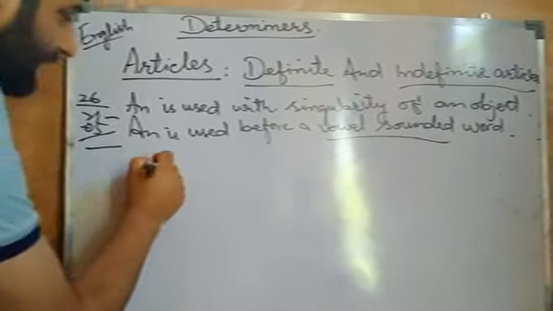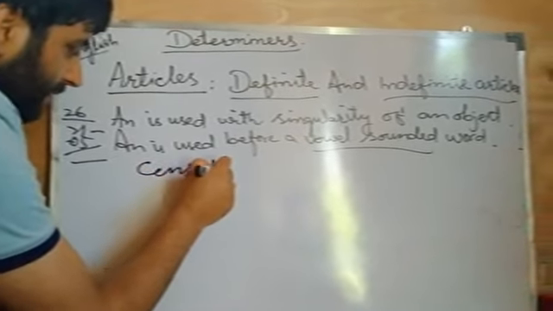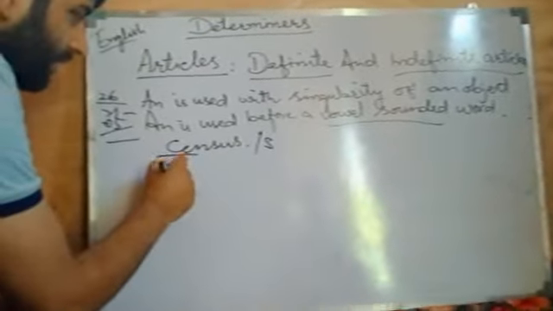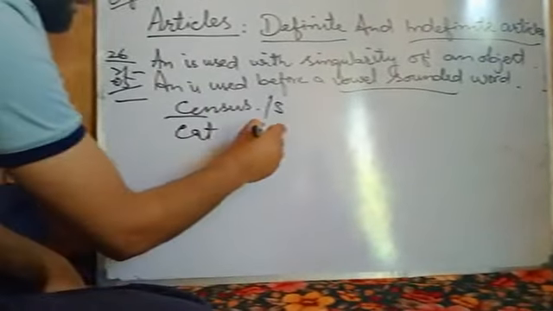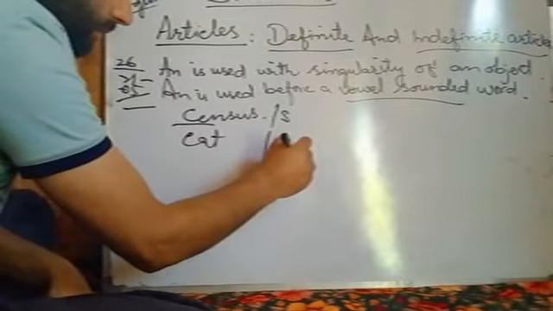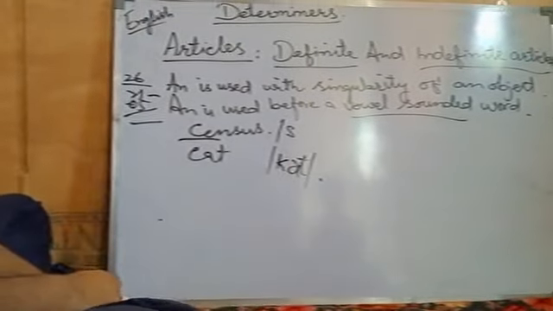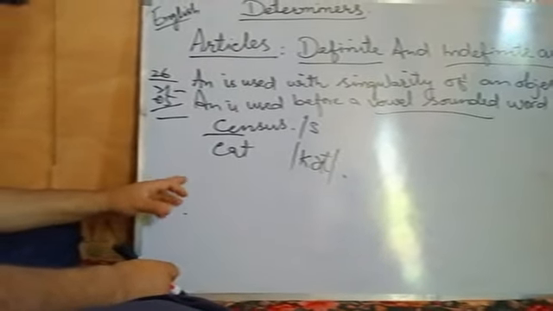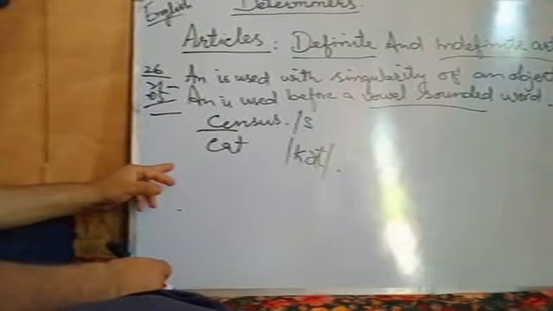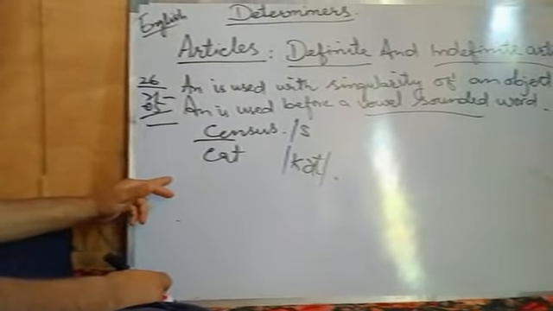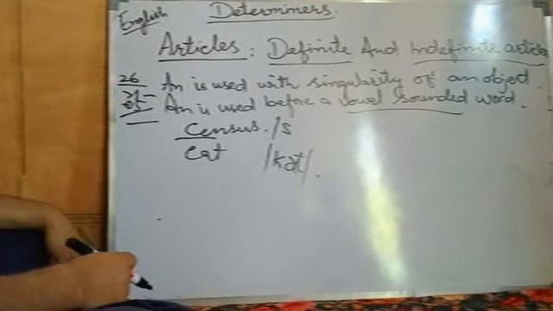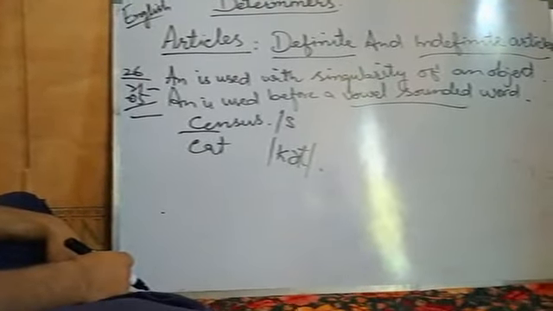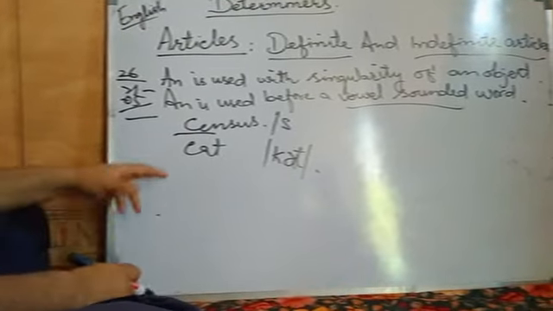For example, census. Here C gives the sound of S. Cat. Here it gives the sound of K. We need to know these sounds, so it will help us to use these articles properly, especially the indefinite articles. It's a vast topic.